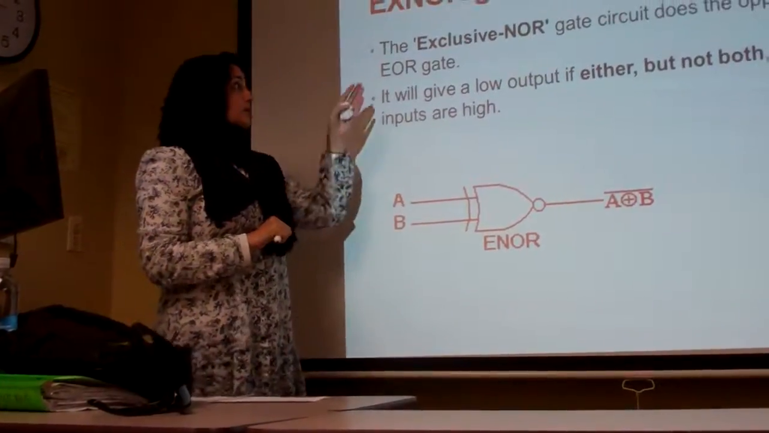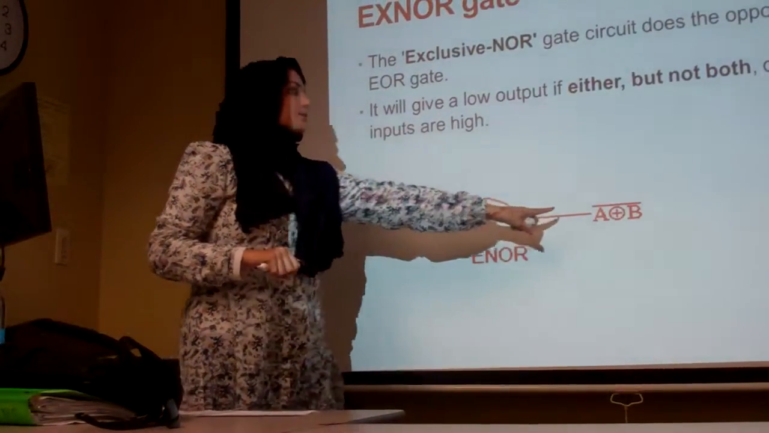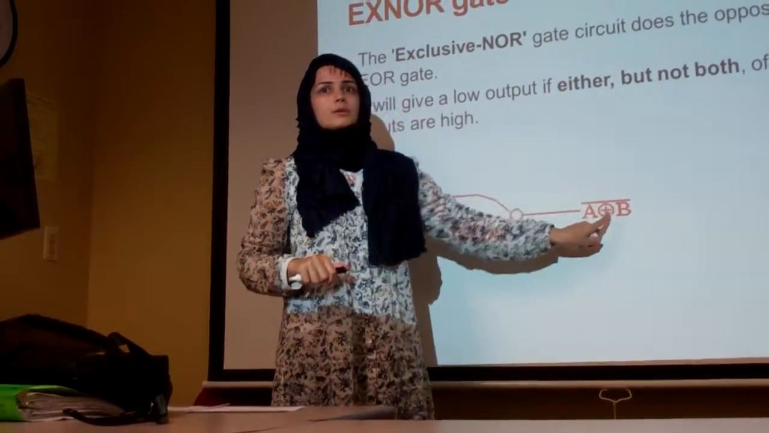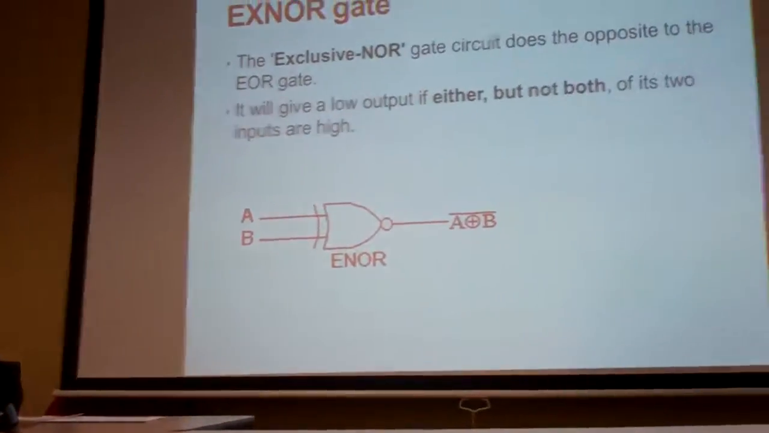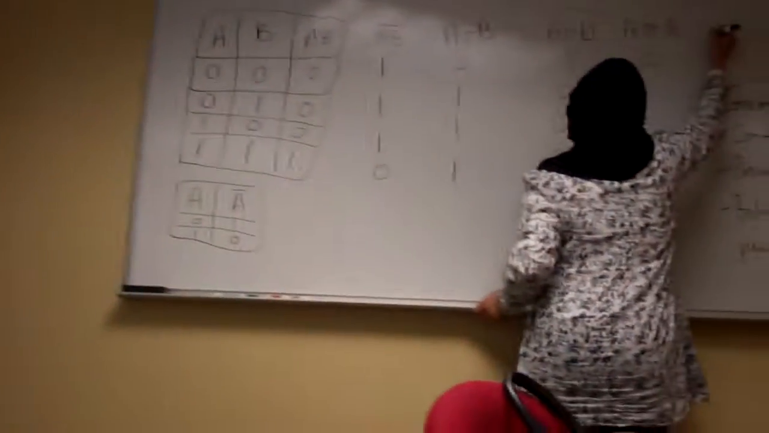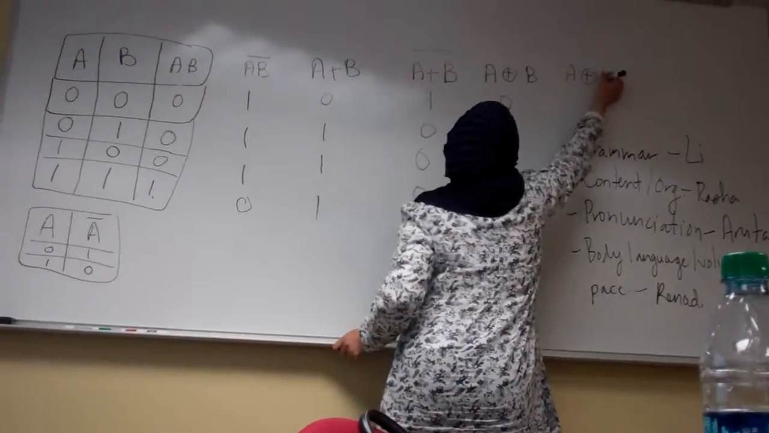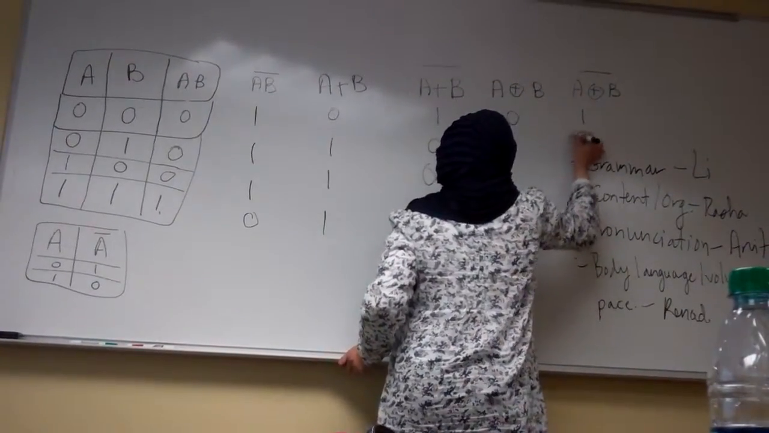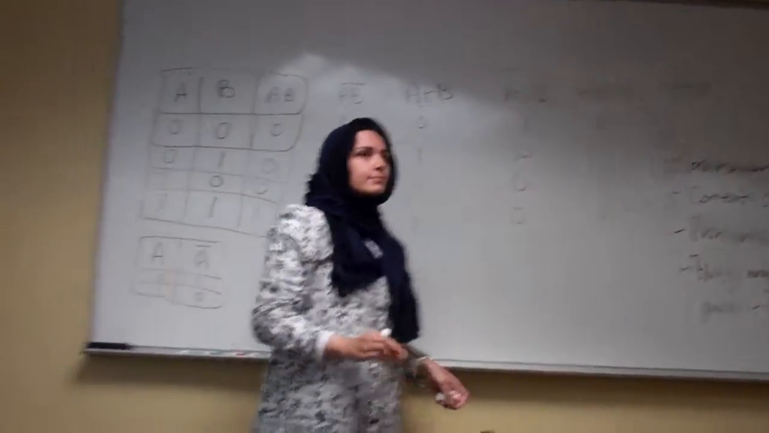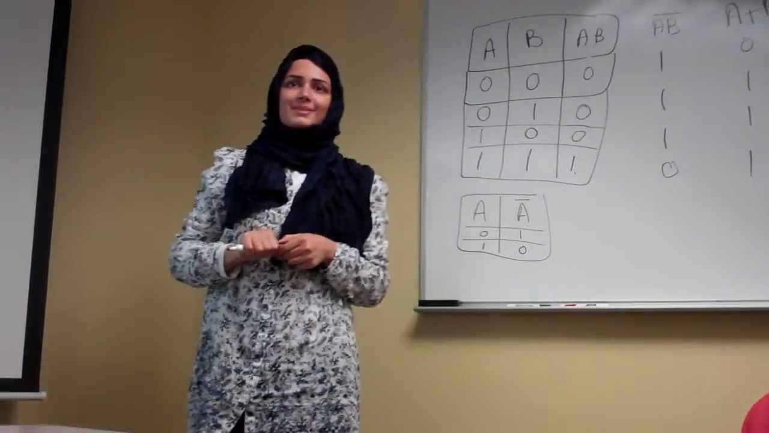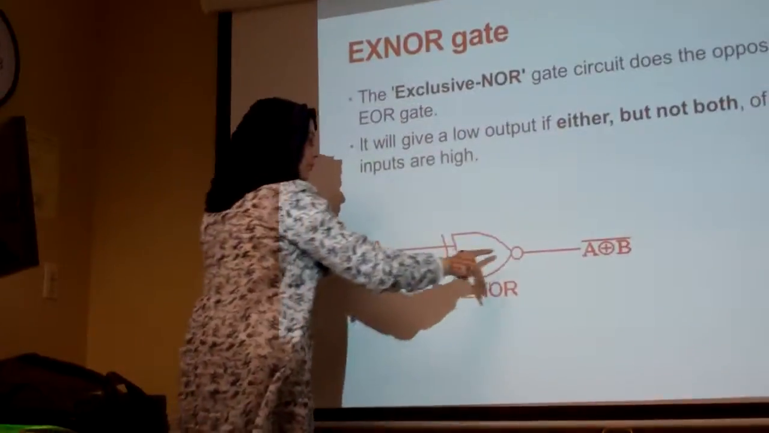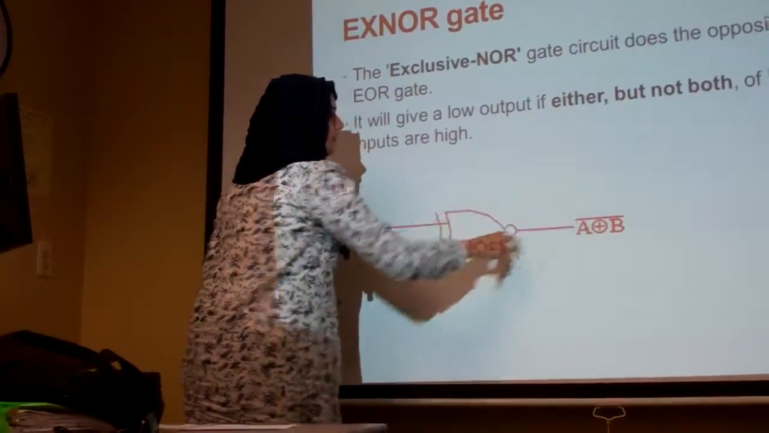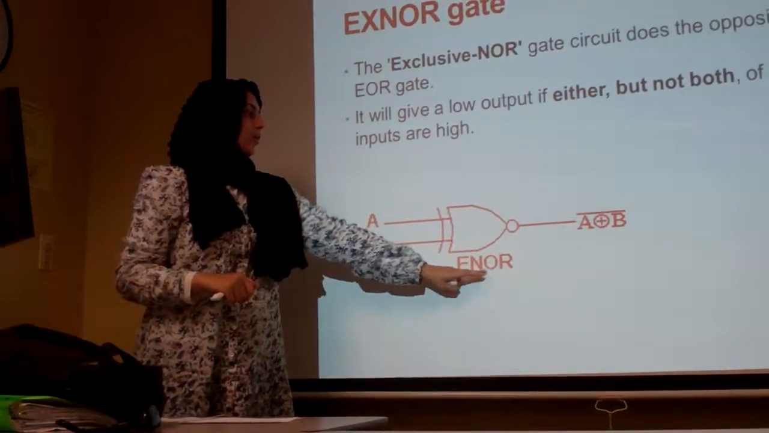Exclusive NOR gate. It's the opposite of the XOR gate which we took. So if you want to write it, we'll write it. It's 1, 2, 3. Is it clear? We put this inverter here to make it the opposite of XOR. This is XOR.